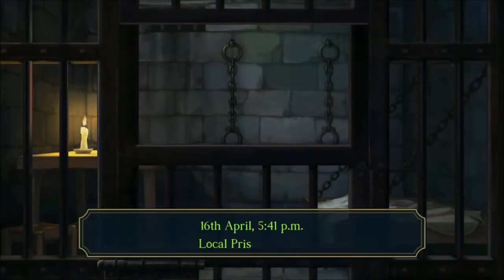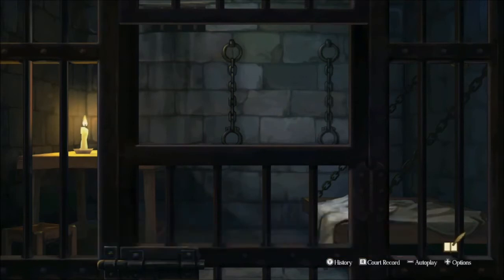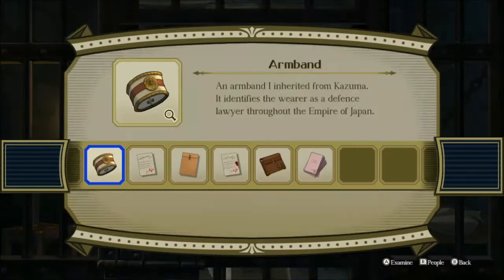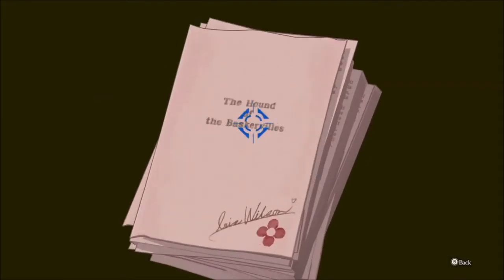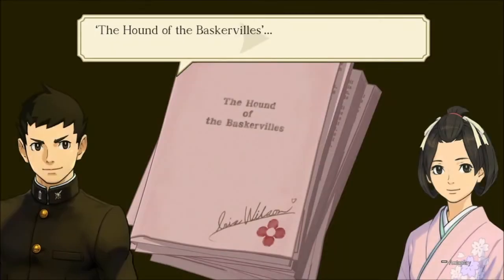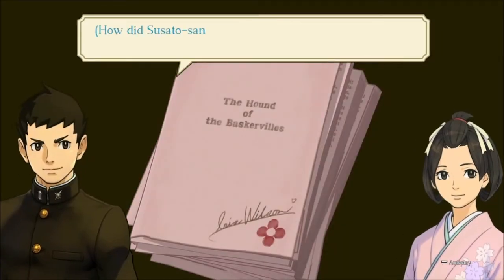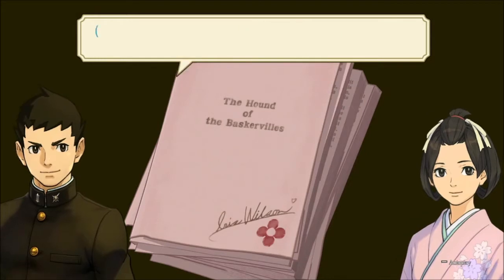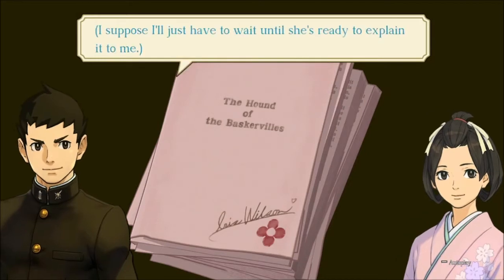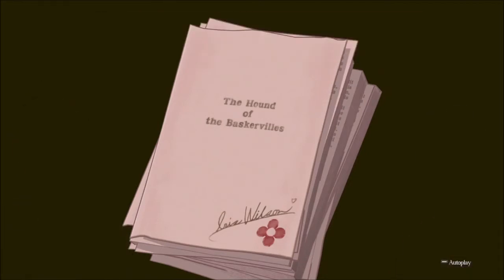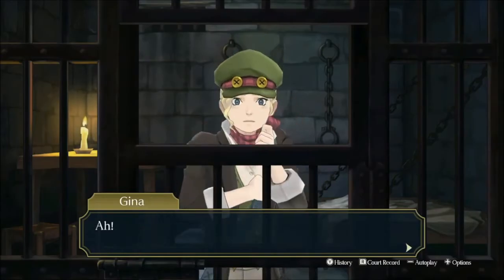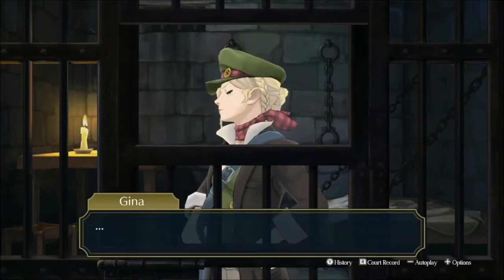Also, I want to know how Susato knows the name of the Hound of the Baskervilles. That was a minor mystery. How did she know the name of the manuscript? Susato is going to leave the country pretty soon. How much longer until she explains this mystery? Susato, why are you even keeping it a secret? It's a weird thing to lie about.